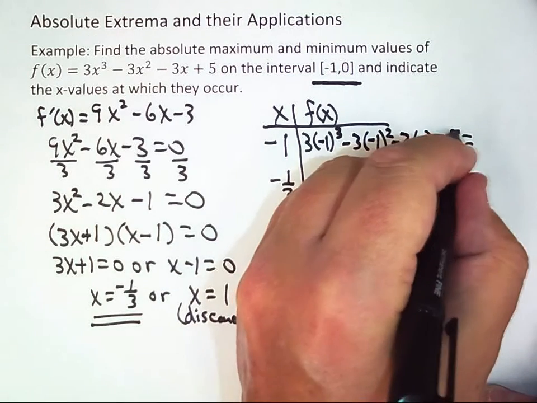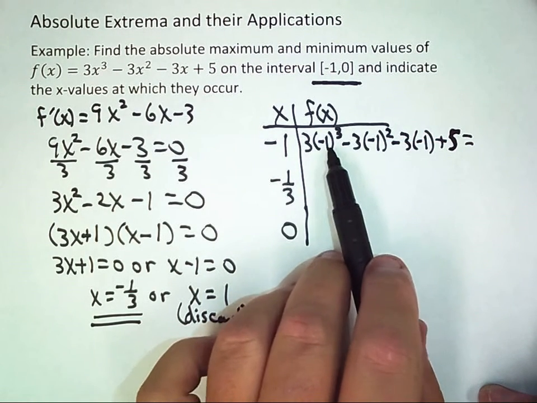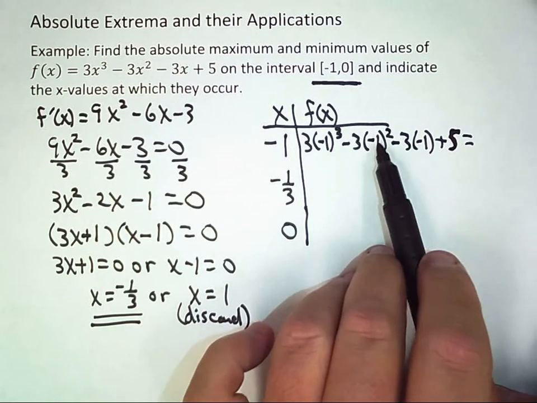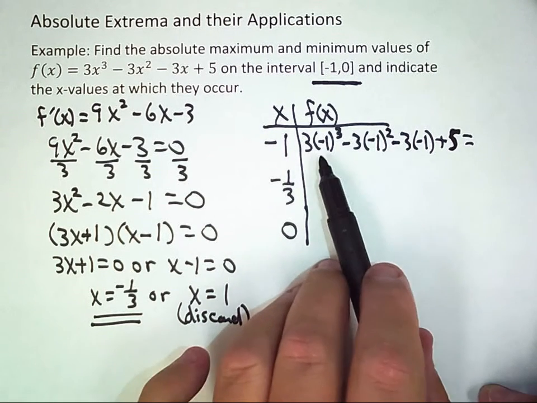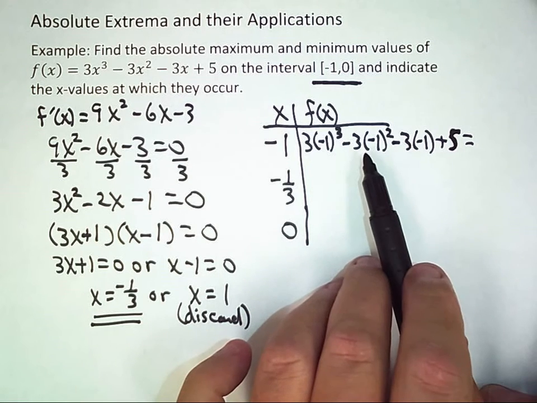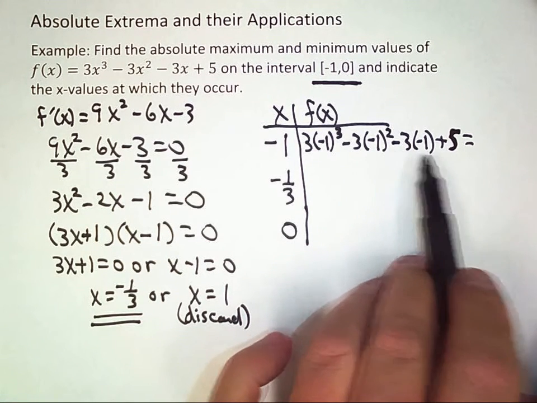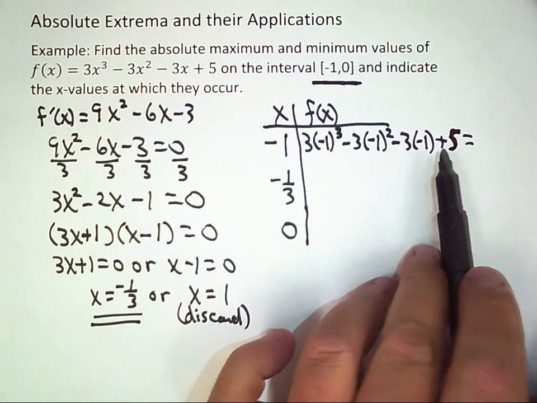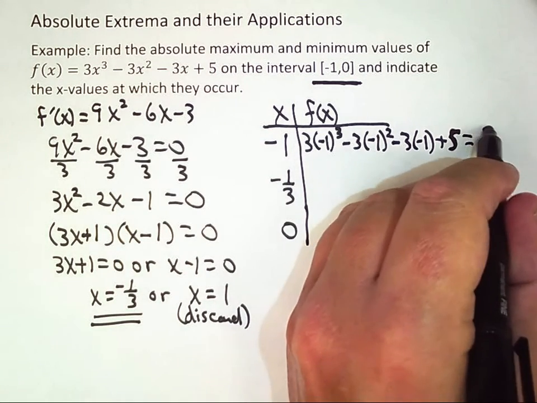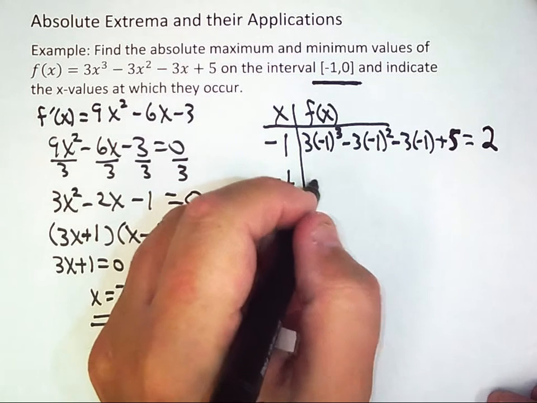Now let's see if I can do some of this arithmetic in my head and save a little space. -1 cubed is -1, so -1 times 3 is -3. Squaring a negative is going to be positive, but it's multiplied by a negative, so it's going to end up negative. So you're going to end up with -3 minus 3, which is -6. But those two negatives make a positive 3, so you get -6 plus 3 is -3, and -3 plus 5 is 2. Now you may want to take a little more time and check that arithmetic.